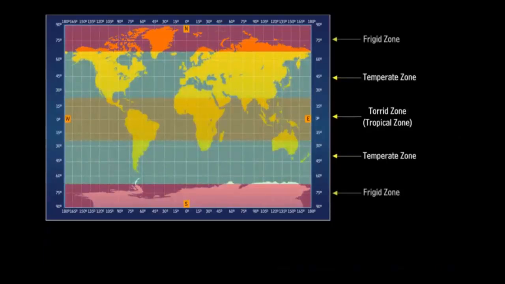The frigid zone lies around the North Pole within the Arctic Circle and around the South Pole within the Antarctic Circle. It is also known as the Arctic Zone in the northern hemisphere and the Antarctic Zone in the southern hemisphere. This is a very cold zone.